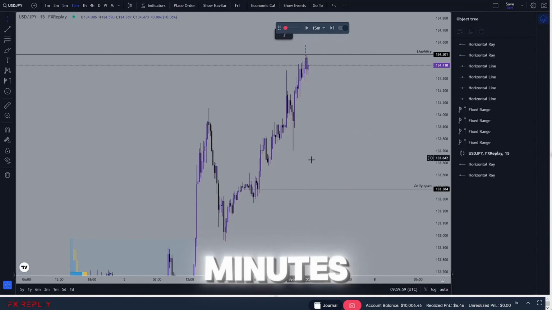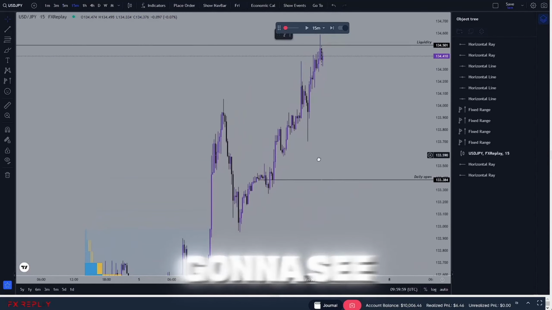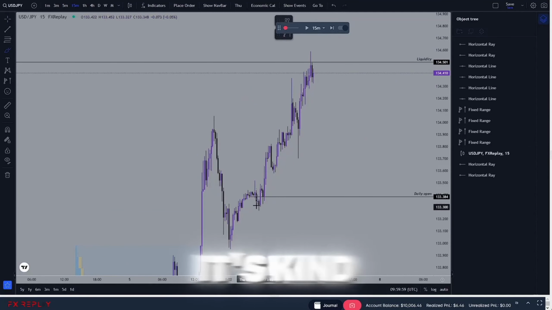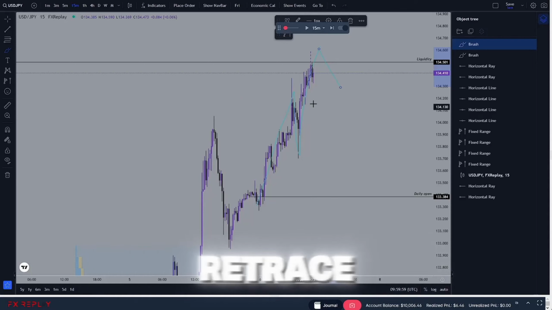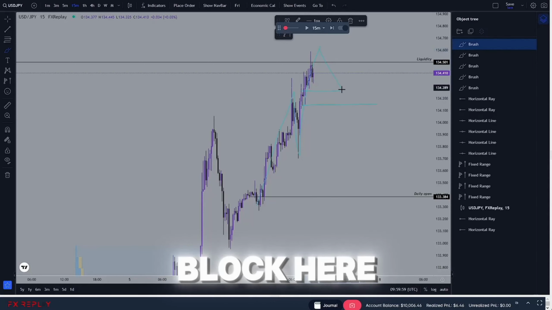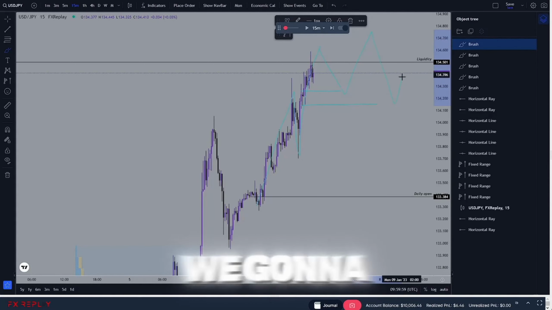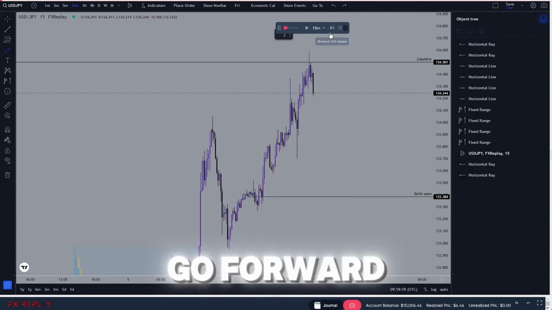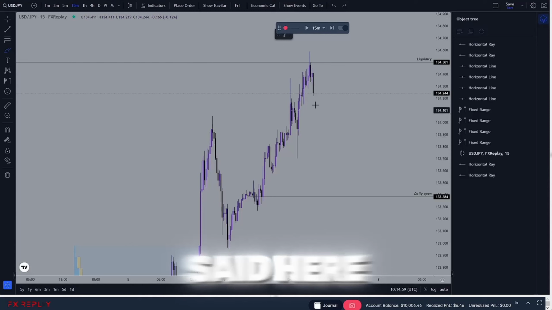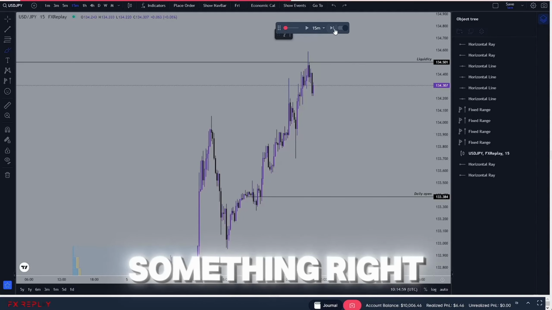I'm gonna go into 15 minutes and we're gonna see that it's already made a retracement. So it's probably gonna retrace, react to something like an order block here, go for this liquidity again, and then we're gonna change trend and go for the daily open. So we're just gonna go forward. We're not trading this. As I said, it's probably reacting to something.